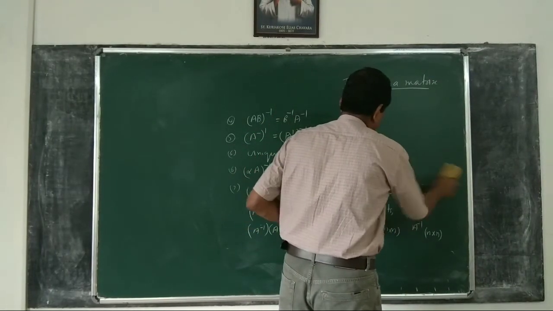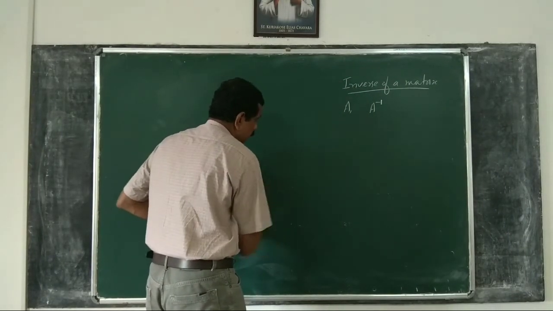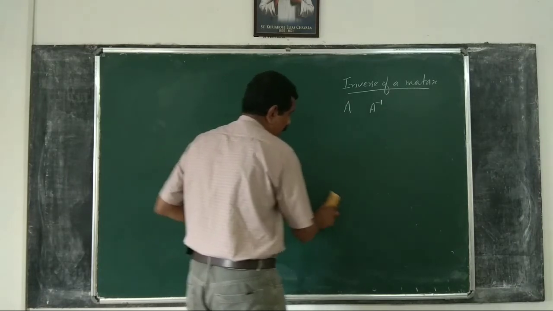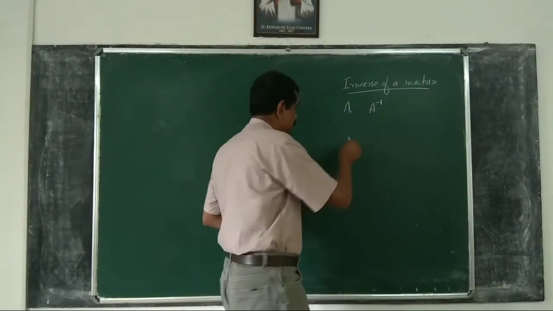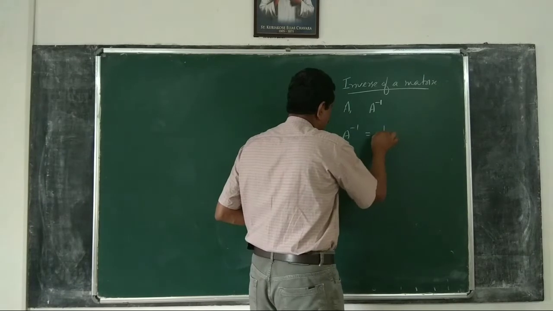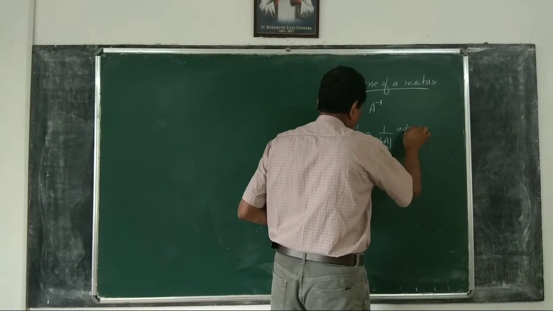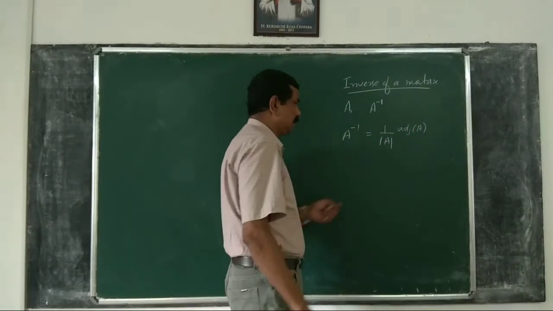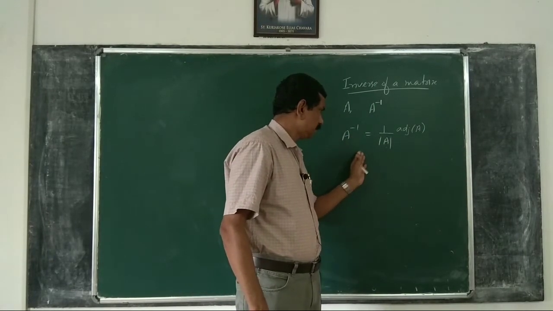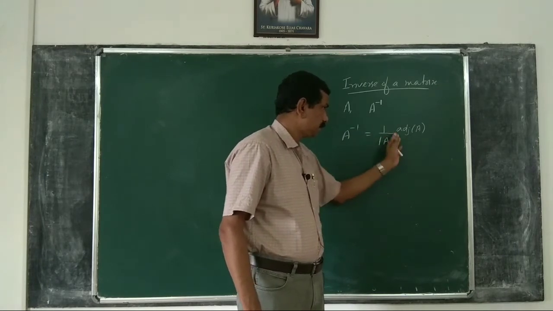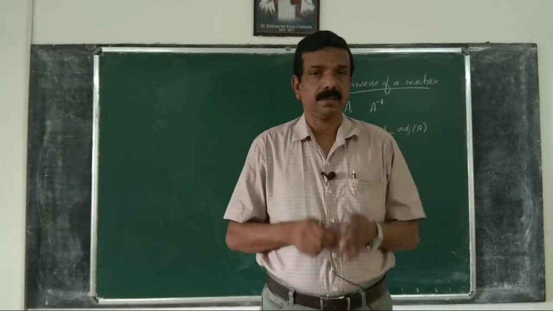Now let us see how we actually find the inverse of a matrix. If A is a square matrix, A inverse is equal to 1 by determinant of A into adjoint of A, also known as adjugate of A. Determinant is a concept which we will see in the next class.